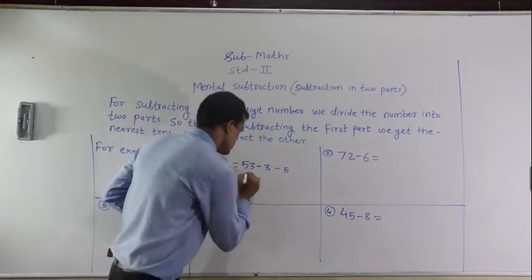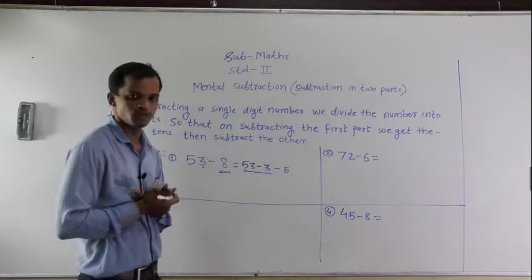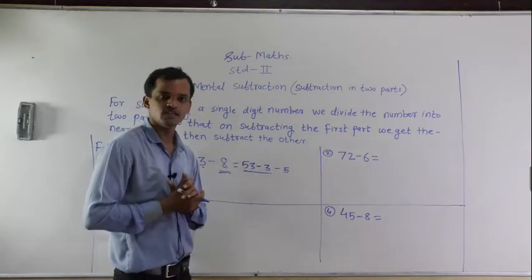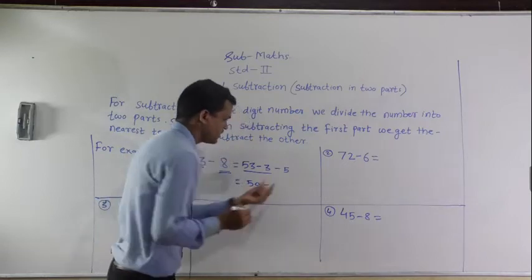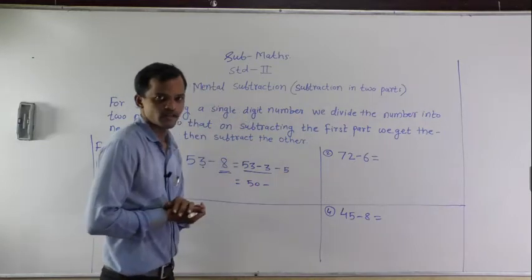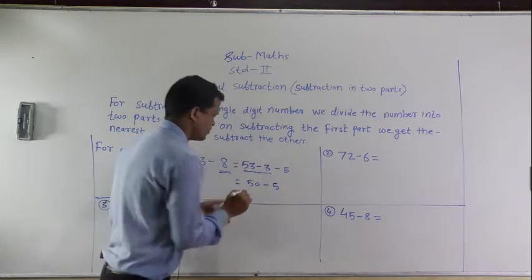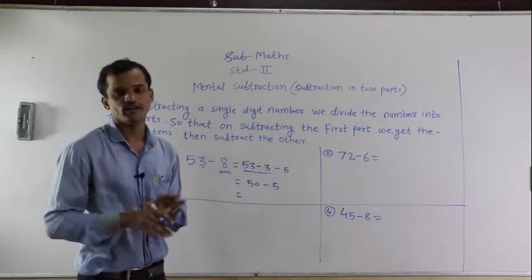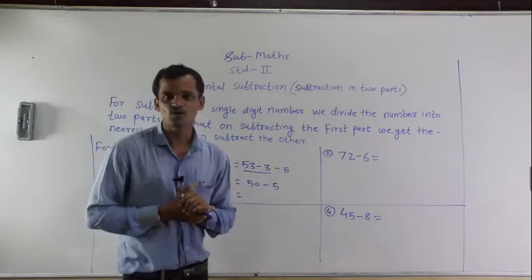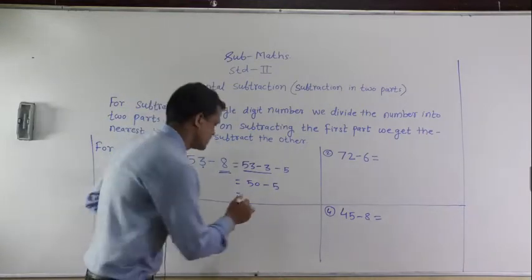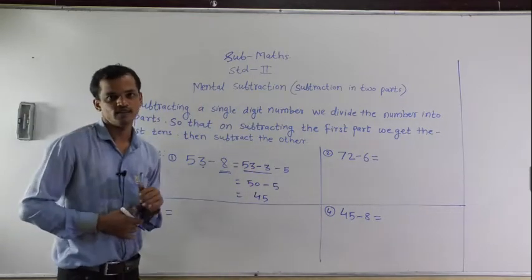So see, first do the subtraction of these two numbers. 53 minus 3 is 50, so write here 50 and then subtract the next part, 5, okay? Now 50 minus 5, we can tell the answer orally. 50 minus 5 is 45, okay? Like this you have to solve this example.